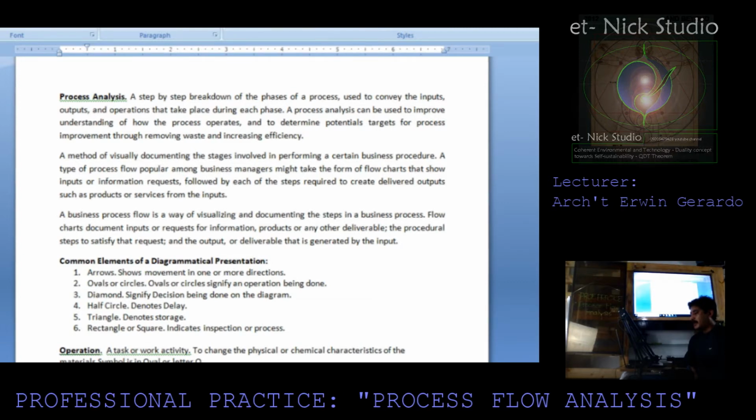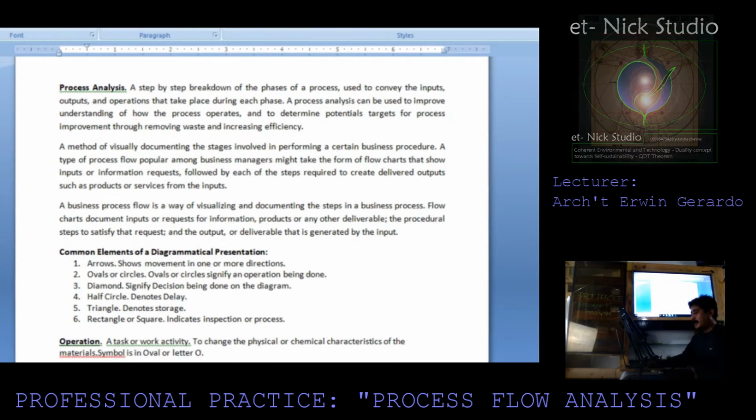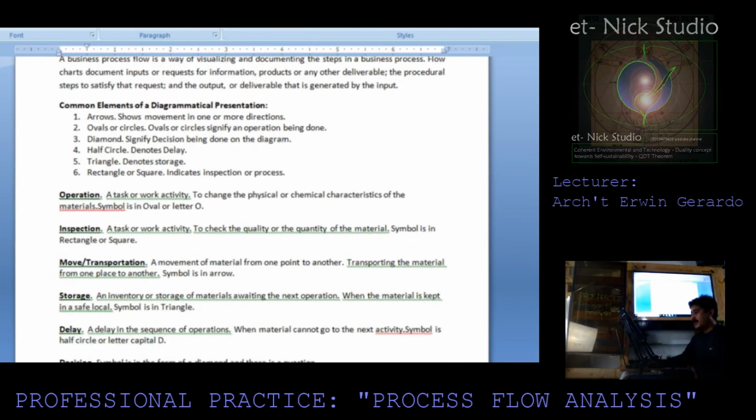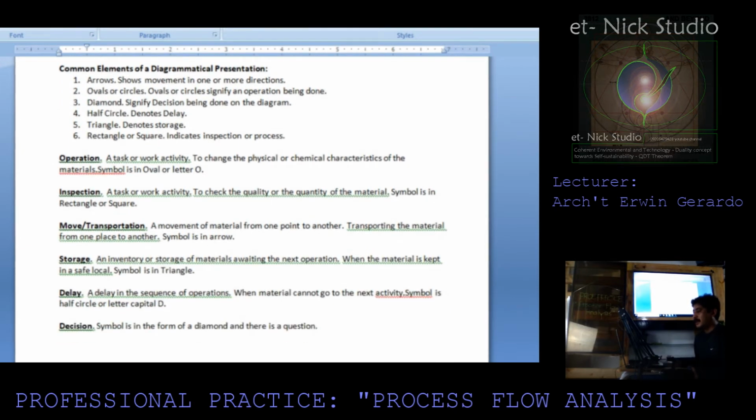Common elements of a diagrammatical presentation. So we will discuss here the common symbols, otherwise diagrams, that are actually utilized in the process flow analysis. Number one, the symbol of arrow. This shows movement in one or more directions. So usually we could even apply this arrow to an exit sign showing the direction of egress or flow the occupants or tenants must follow in case of an evacuation or an emergency.